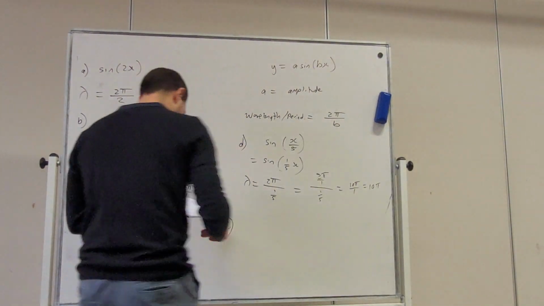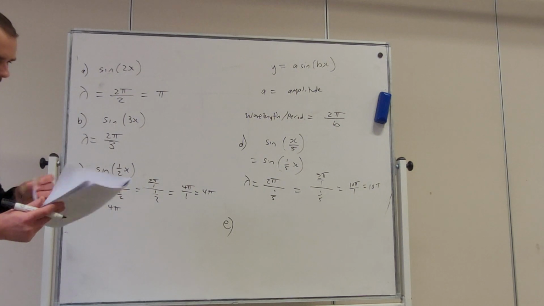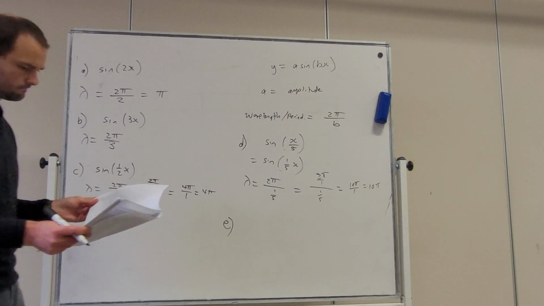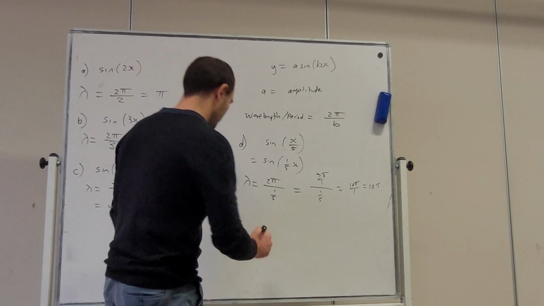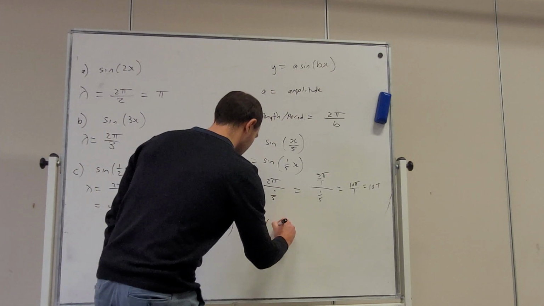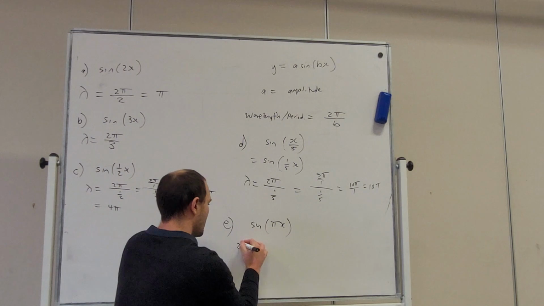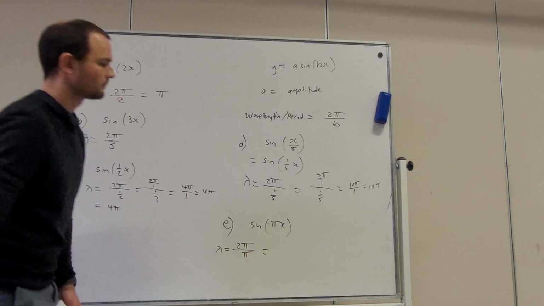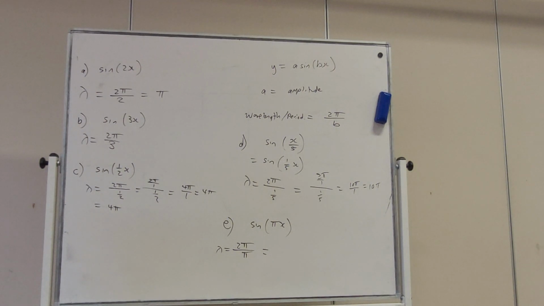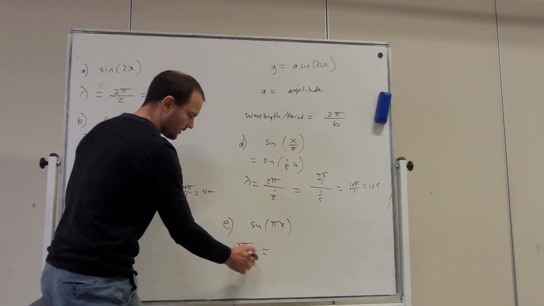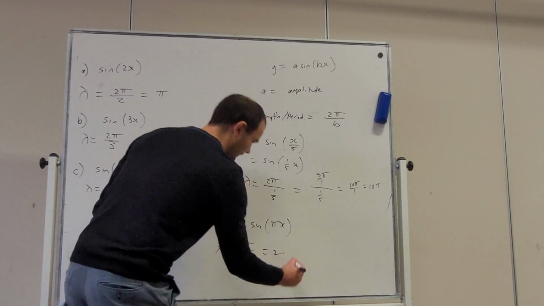And then for E, sine of pi x. So we're going to do 2 pi divided by pi. The number in front of x is pi. We have pi at the top, pi at the bottom. They will cancel. Our wavelength is 2.